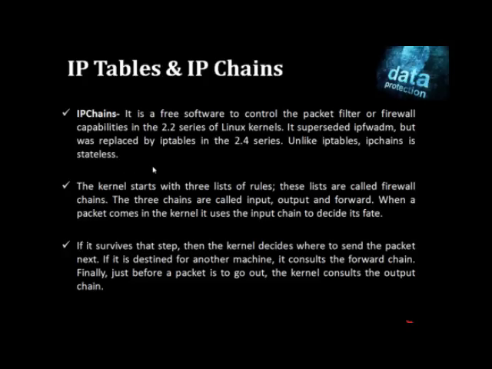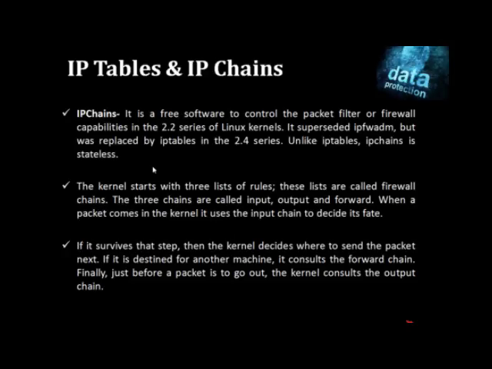IP chains is a free software to control the packet filter or firewall capabilities in the 2.2 series of Linux kernels. It superseded IPFWADM but was replaced by IP tables in the 2.4 series. Unlike IP tables, IP chains is stateless. The kernel starts with 3 lists of rules. These lists are called firewall chains. The 3 chains are called input, output, and forward.